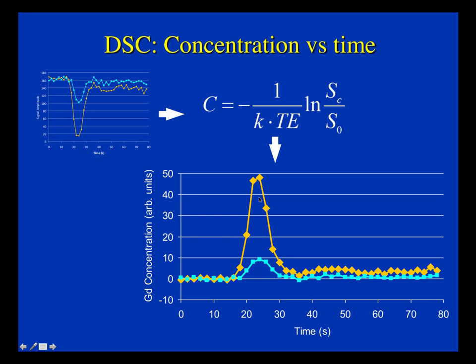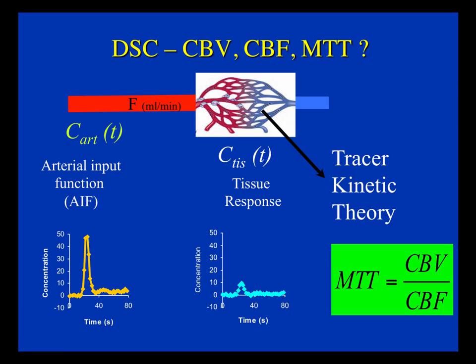So here we could see that the concentration of the gadolinium is much higher than the concentration of gadolinium in gray matter. So at this point, what we have is two pieces of information. With this information, we would like to find out how we can actually measure the cerebral blood volume, blood flow, and the mean transit time.